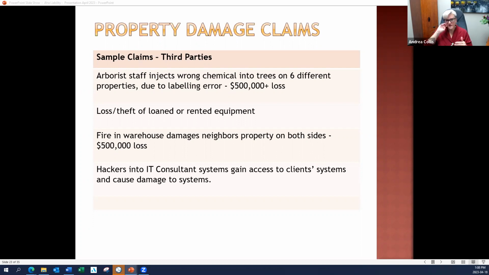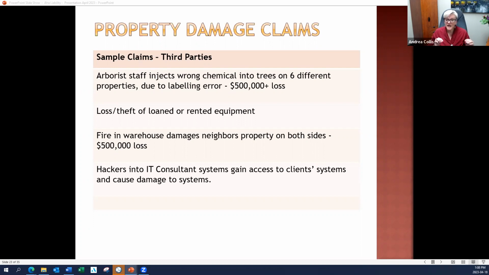Other than that, if you loan or rent equipment, then you might be responsible for that equipment. And there are different ways of covering that that you need to talk to your insurers about if it's high-valued equipment. Otherwise, you can self-insure that.